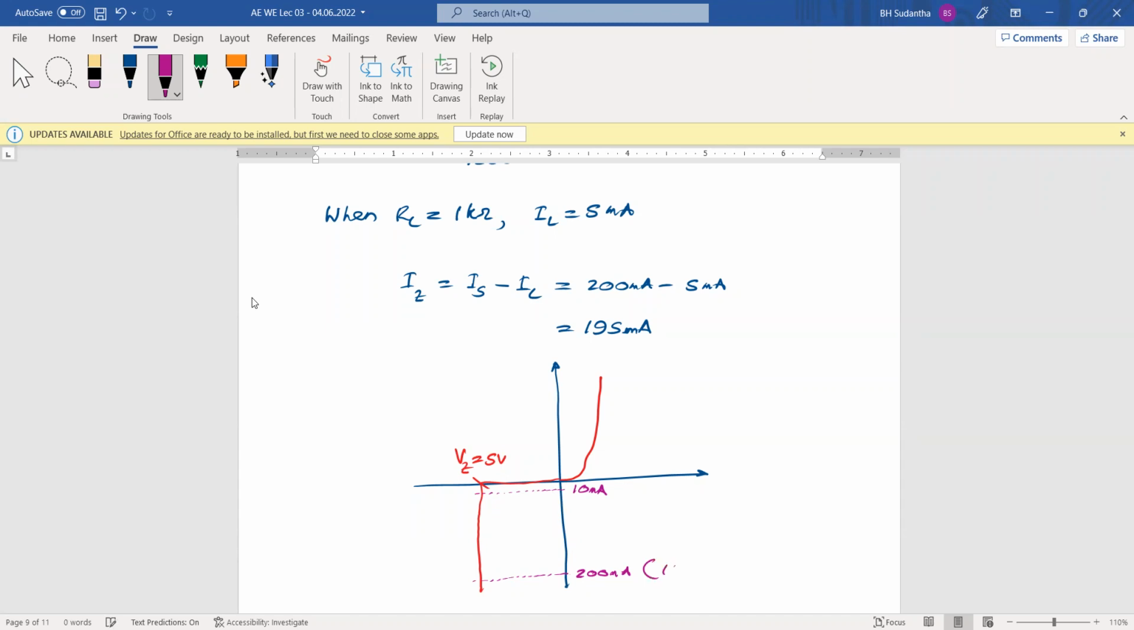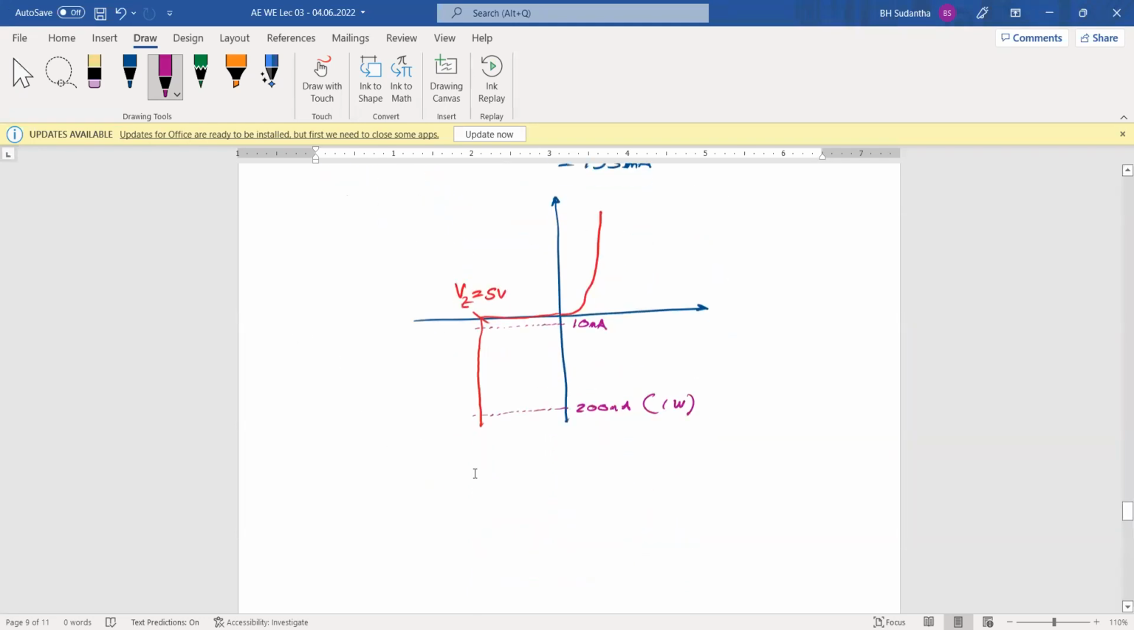This maximum is coming because of 1 watt. But less than 200 milliampere, it can be varied down to 10 milliampere or near 0 milliampere, not exactly 0, but it may be a different value. The current can be varied during this huge range. In this huge range, IL can go from 5 milliampere to 190 milliampere. Then during that time, IZ will be varied from 190 milliampere to 10 milliampere. Did you understand that one?